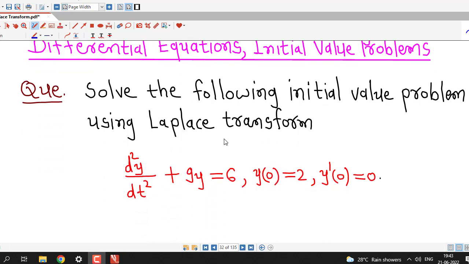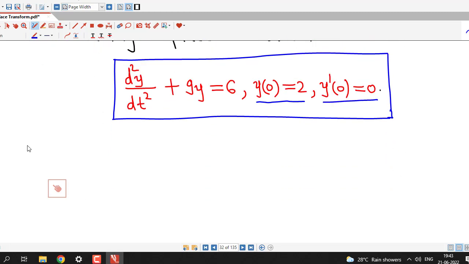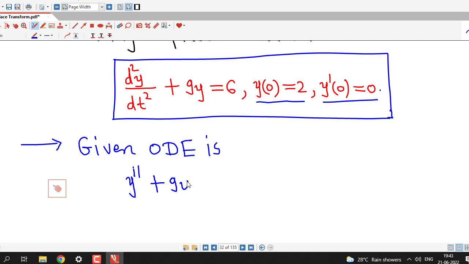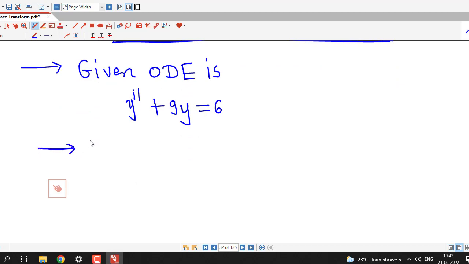We are going to discuss this initial value problem and solve it using Laplace transform. We have a second order ordinary differential equation with two initial conditions, y of 0 equal to 2 and y dash 0 equal to 0. As we discussed in lecture number 36, the first step is to write down the given differential equation. The given ordinary differential equation is d square y by dt square, which I can write as y double dash, plus 9y equal to 6.